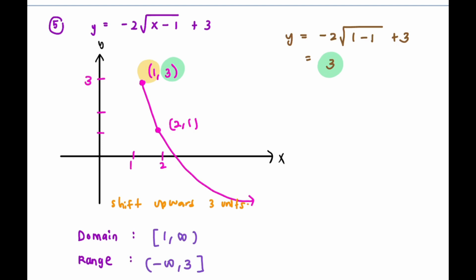Okay, so that's all for the transformation subtopic. So you can do the homework after this. Thank you.